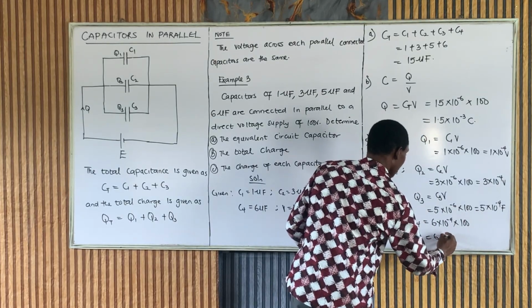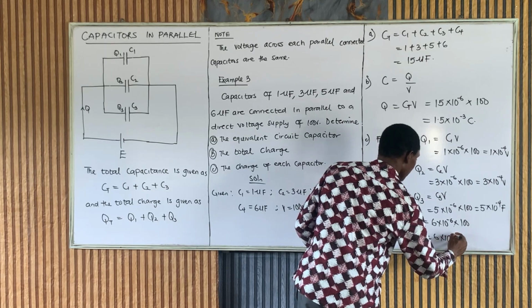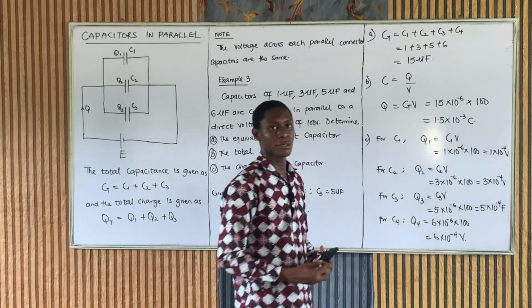And that will give us 6 times 10 raised to minus 6, sorry. So 6 times 10 raised to the power minus 4 volts. So that's that for this question.